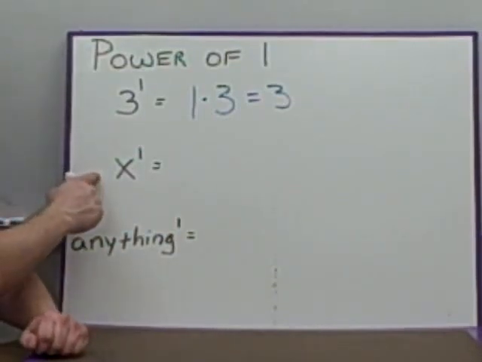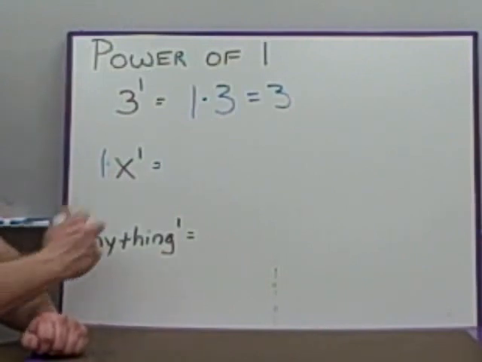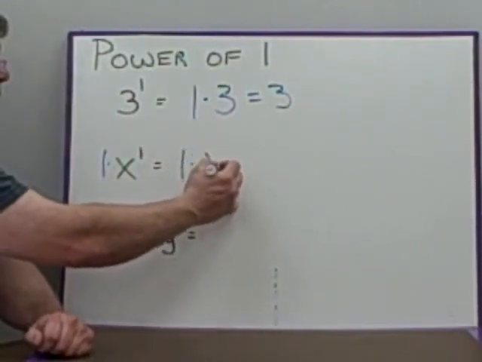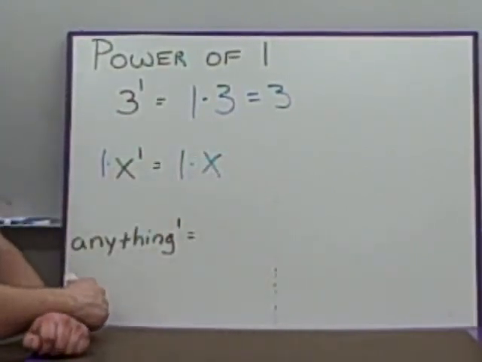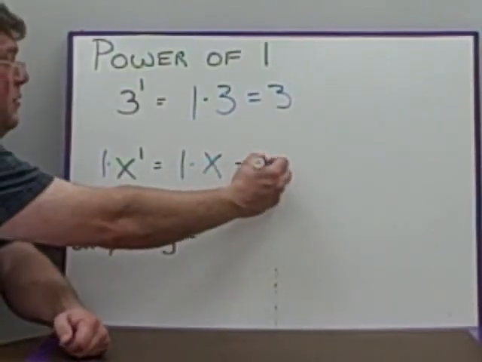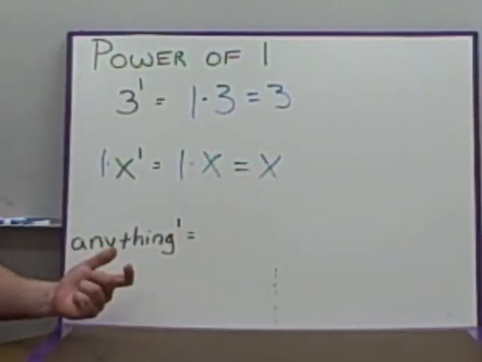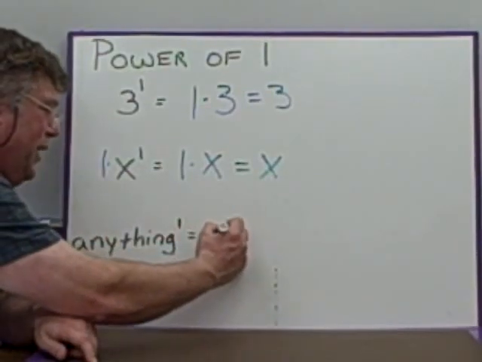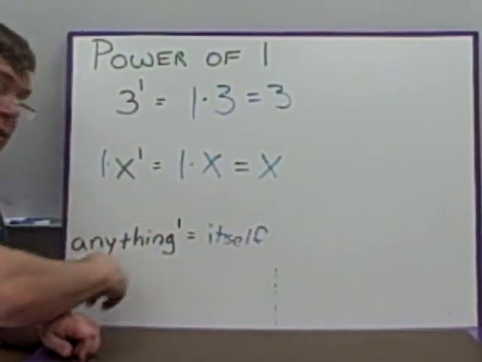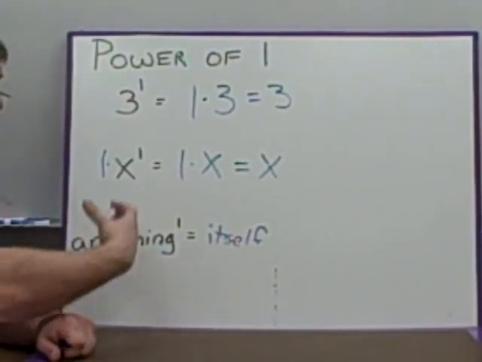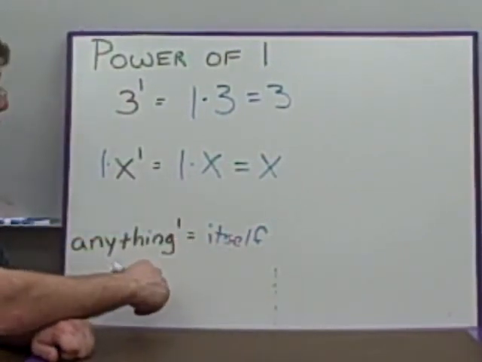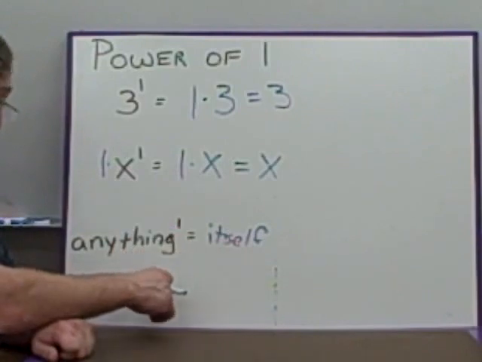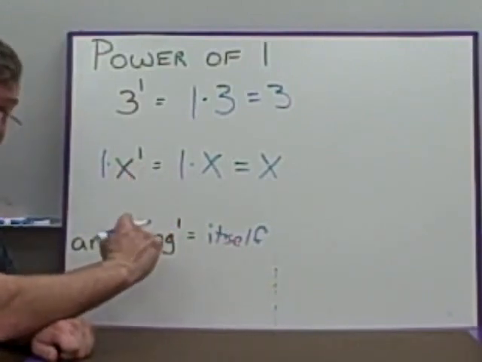Remember how when we have x by itself, it's understood to be the same as 1 times x? So this becomes 1 times the x itself once, which is going to give you just plain x. Basically, what it boils down to is anything to the 1 power is equal to itself. It doesn't change. Anything to the first power is going to equal itself. 1 billion to the first power is going to be 1 billion.